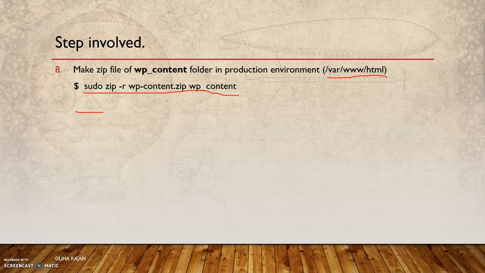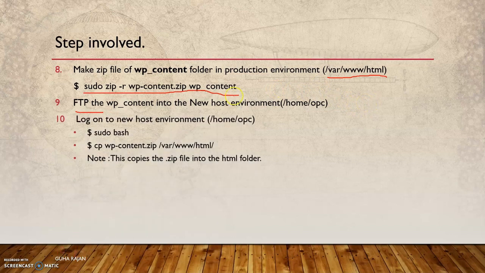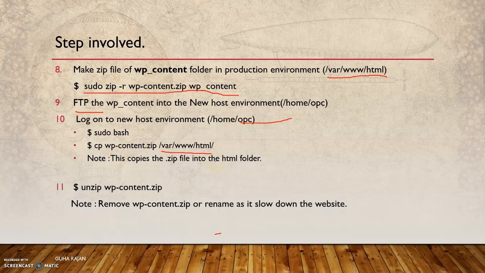Once again, this needs to be run on the shell command line with sudo: sudo zip, you need to run that. Once it is created, FTP that WP content file into the new environment under home OPC. While doing FTP, the OPC user will not have access to the var www html folder. So you need to first move it into home OPC, and then copy that into the HTML folder.